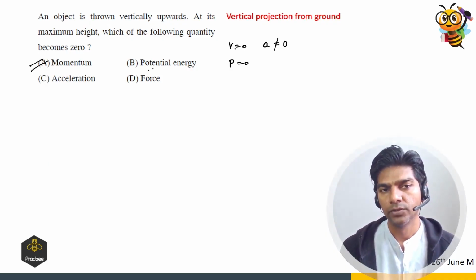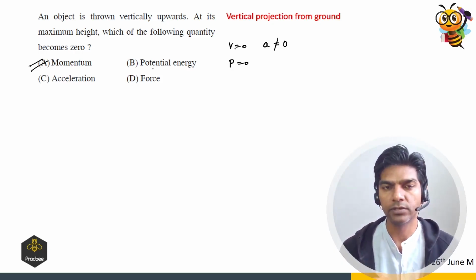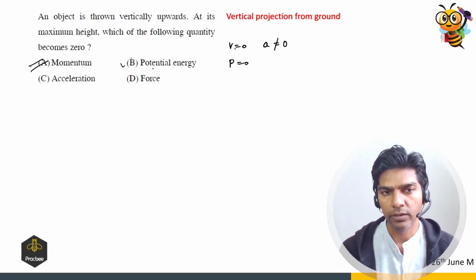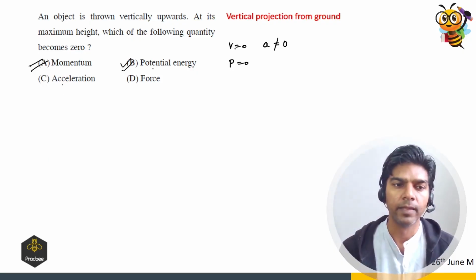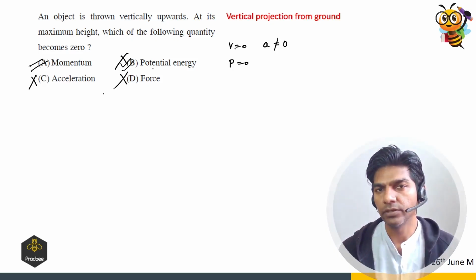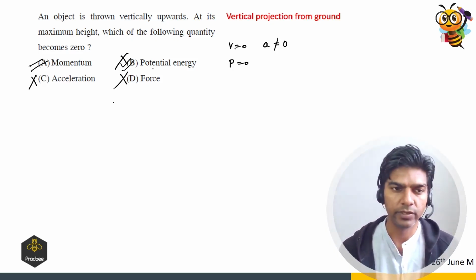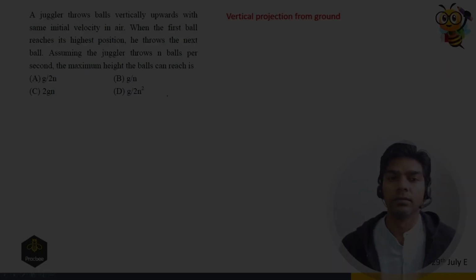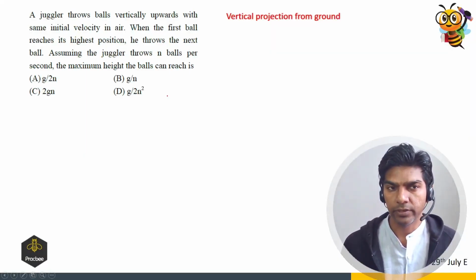Potential energy: if we assume potential energy of the ball when it is on the Earth's surface is 0, then it will have increased potential energy. And acceleration is non-zero, so B can't be the answer. There will be a gravitational force, so D option is also incorrect. So option A is the right answer. Now let's see this illustration. It is a typical juggler problem.